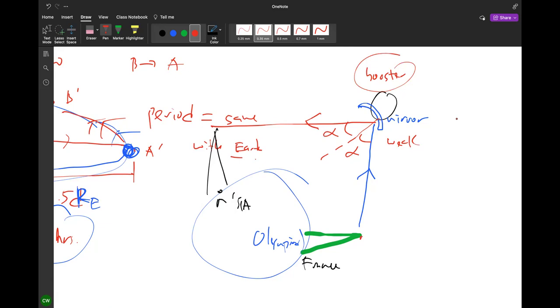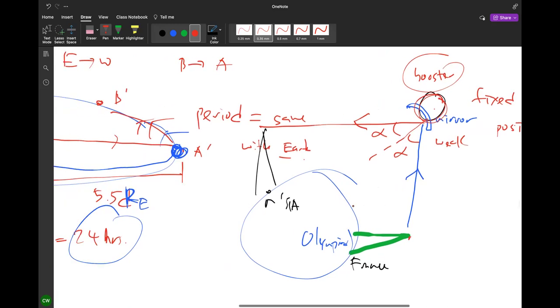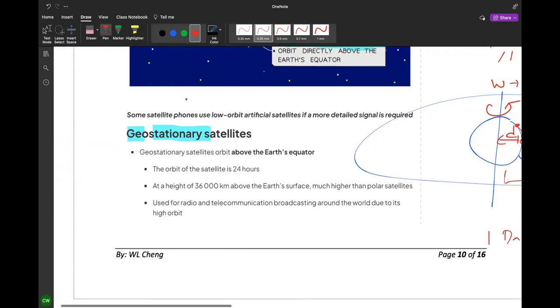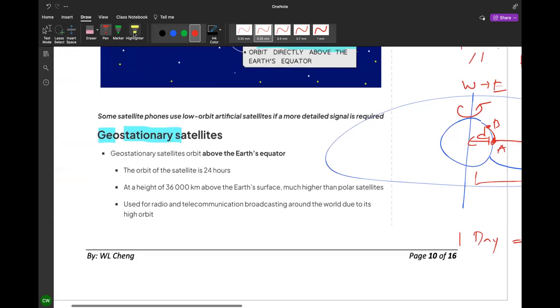Then when you receive the signal, they boost the signal, then send it to here, then you can receive the signal. So to solve this problem, they need to make sure that this is always at a fixed position. 你要让它这个东西在一个固定的位置, fixed position. So to do it, you must make sure that this satellite is synchronized with the Earth, 还跟地球同步。Then they solve the problem. Do you understand? Okay. So this is for this one.